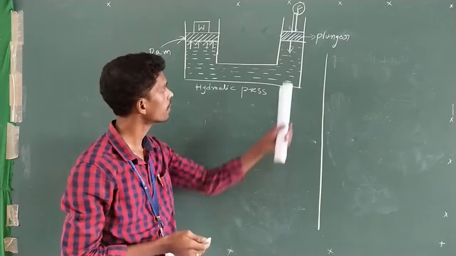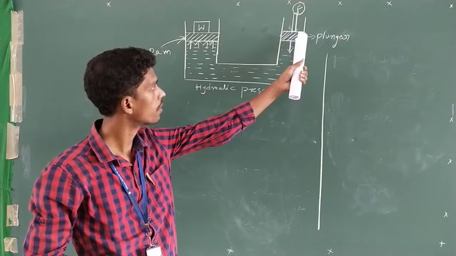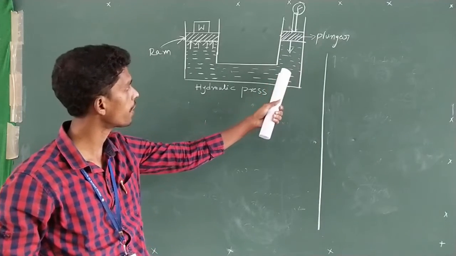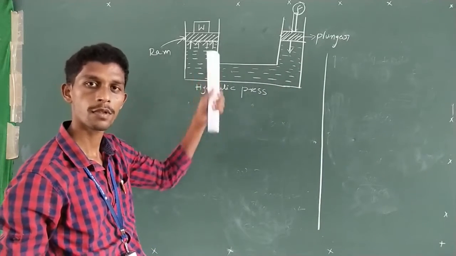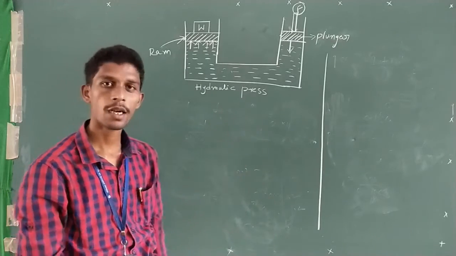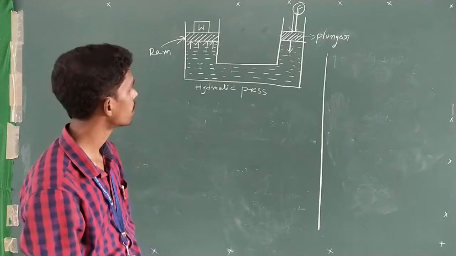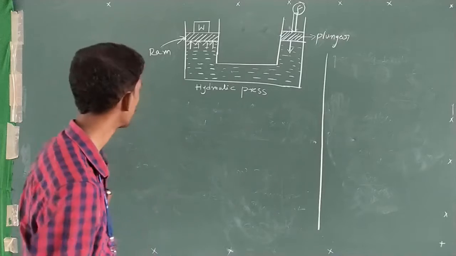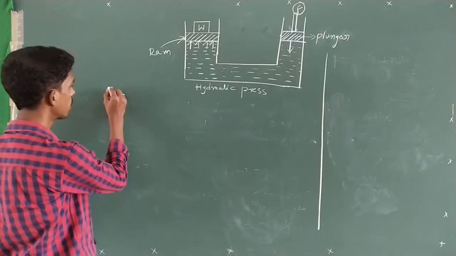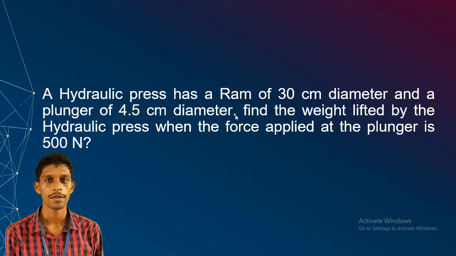As per Pascal's law, the pressure from this end is equally transferred to this end, because it is a static fluid. So that is about Pascal's law. Let us do some numerical problems on this. See the first problem here.